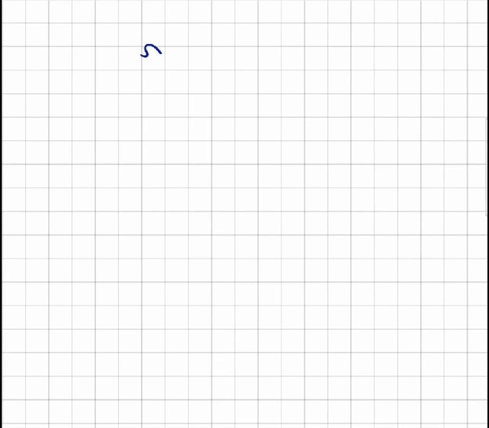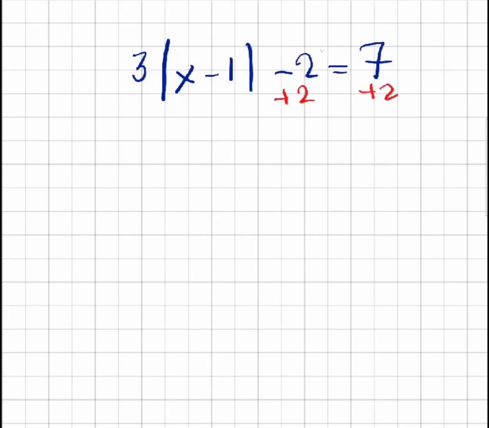Now let's try one more example for this particular lesson. Find the value of x. Now, what you don't want to do is write this equation on the left is equal to 7 or negative 7. First, you want to modify the equation. You want to get the absolute value function by itself. So let's add 2 first. So we're going to get 9 on the right side. Next, let's divide by 3.